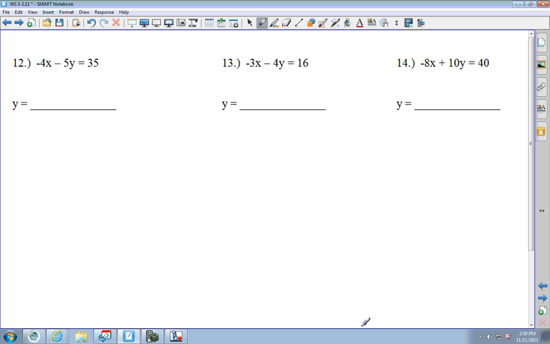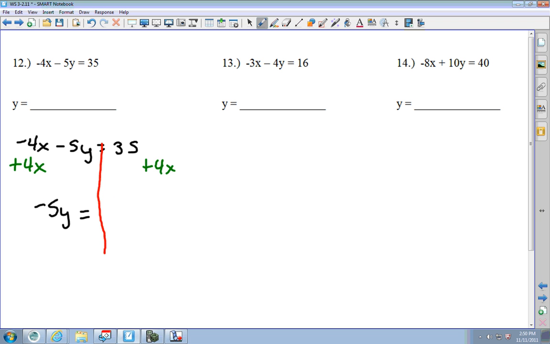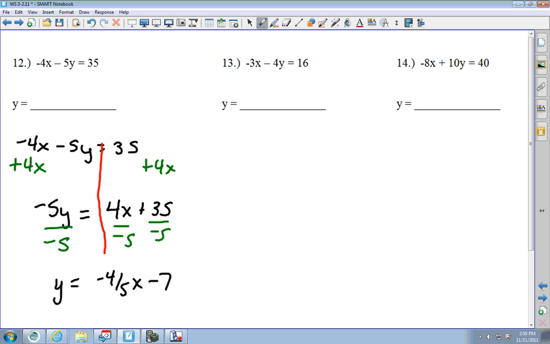There's the next one. So if you haven't done it yet, pause the video and solve for y. Negative 4x minus 5y equals 35. So I'm going to add 4x to each side. I get negative 5y equals 4x plus 35. I'm going to divide by negative 5. I get y equals negative 4/5 x minus 7.